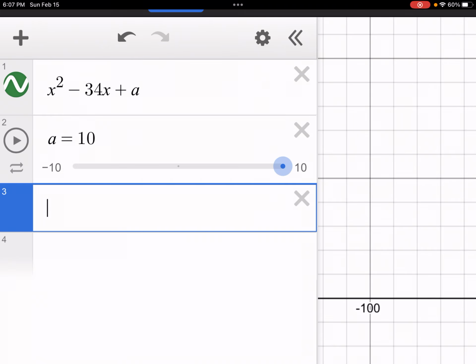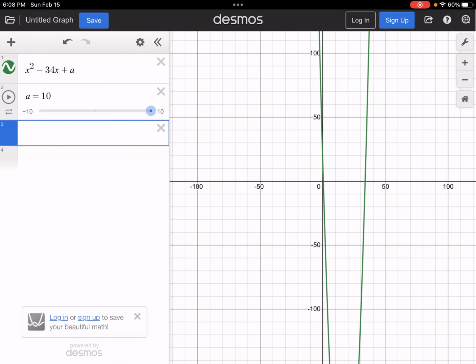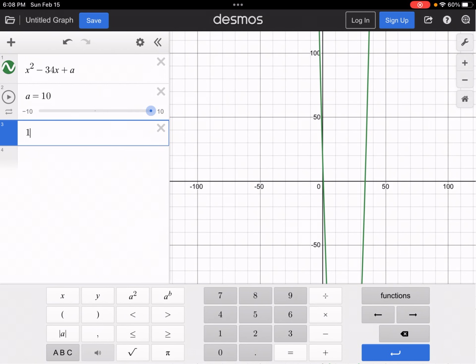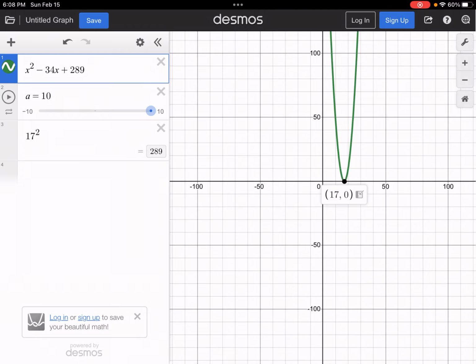If I had x squared minus 34, if I did 34 divided by 2, I get 17. And then to find the a, it would be 17 squared. So let me do 17 squared, maybe if it'll let me push the buttons. So 17 squared is 289. So if I tried the number 289 right here, boom, look at that, it crosses once.